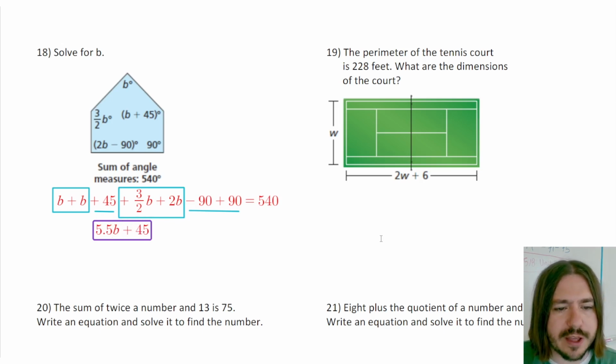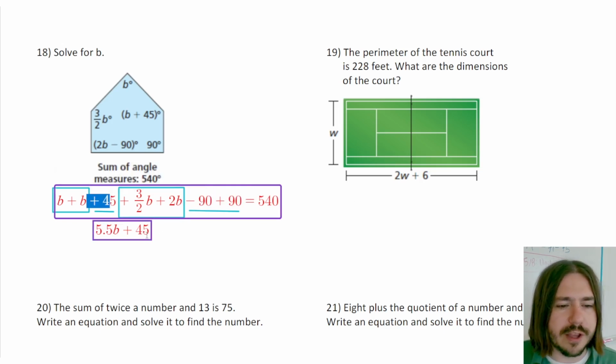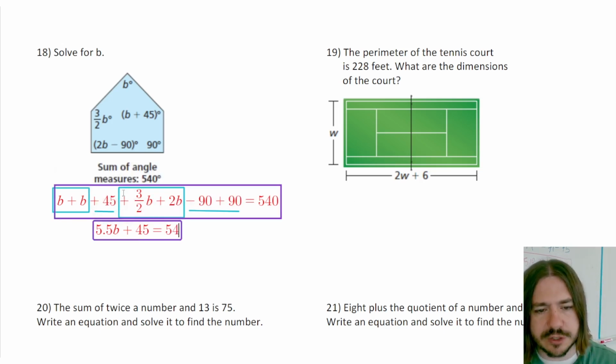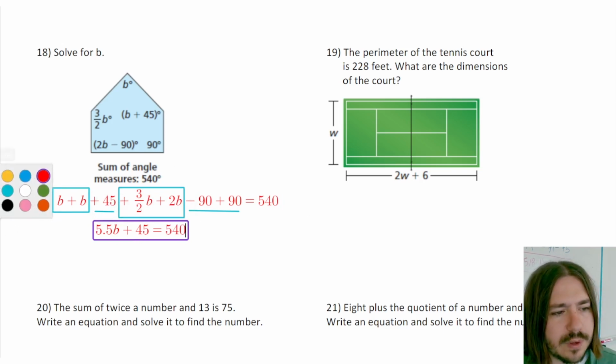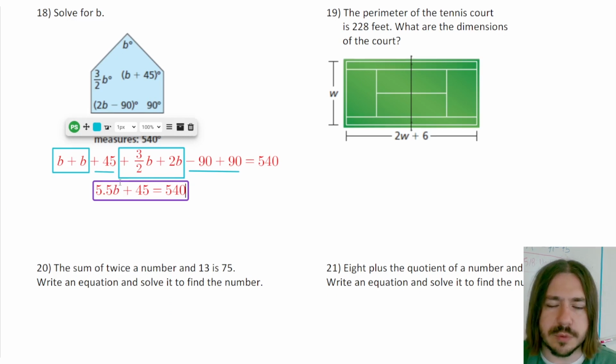And then plus 45, because we've got 90 minus 90, this is just 0 right here, and then plus 45 would be 45. So now we've got a nice little two-step equation. And we could solve that by using our properties of equality. Just make sure we do them in the right order.